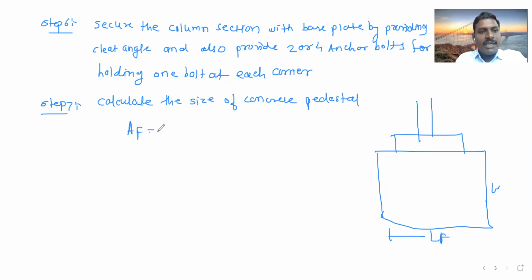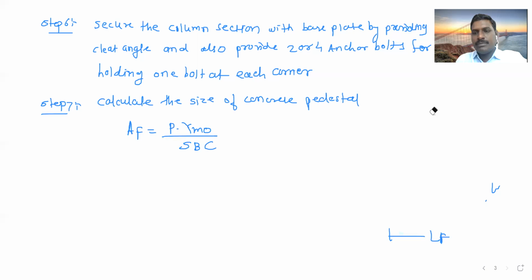AF, area of foundation. So to calculate the size of concrete pedestal, before that we have to calculate the area of foundation. Area of foundation is equal to P into gamma m naught divided by SBC. Do you know the meaning of SBC? Have you learned it in geotechnical engineering? AF is the area of foundation, which means the area of concrete pedestal.